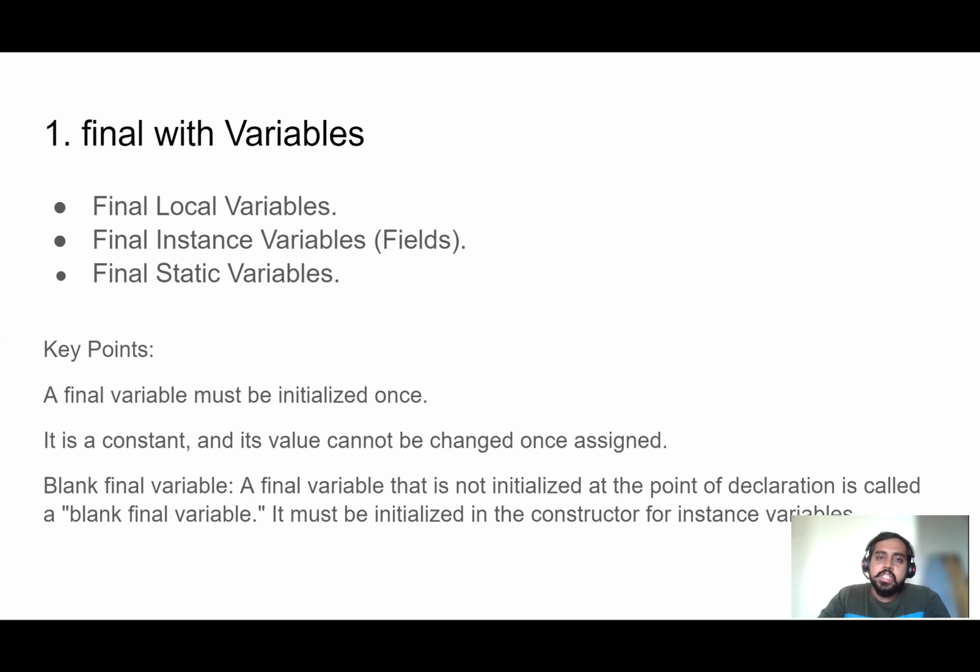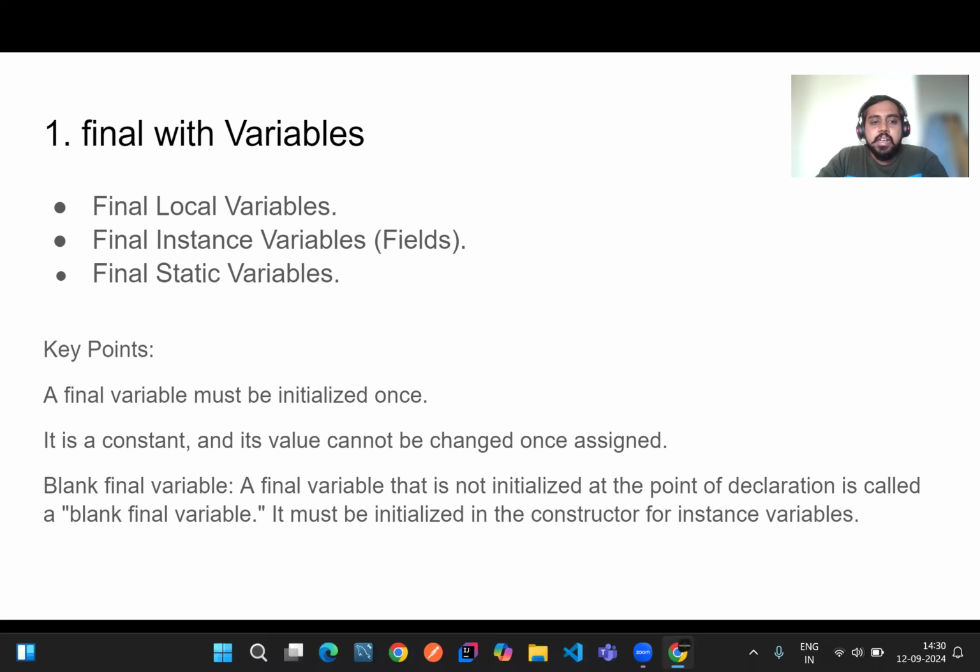Then instance variables, which are class variables that get memory when an object is created, as we already saw. The third type is static variables. Static variables are also class variables, but they get memory when the class is loaded into memory, irrespective of object creation. All these three types of variables can have the final keyword added.